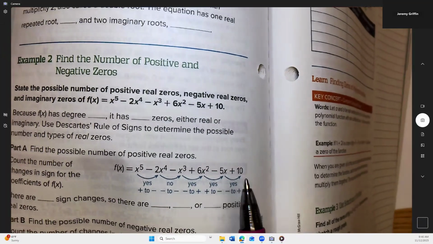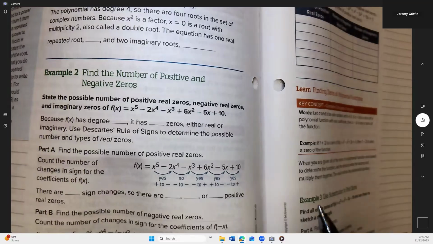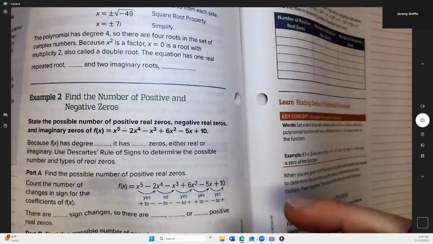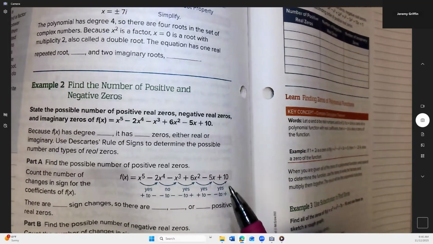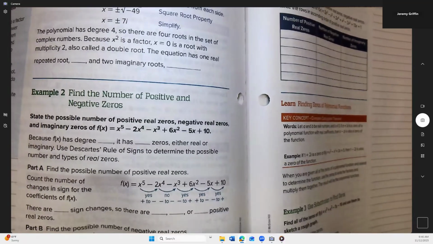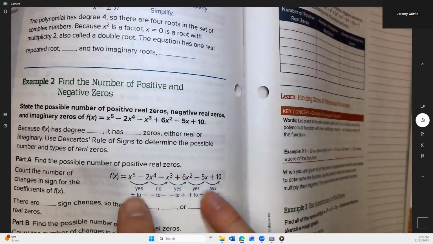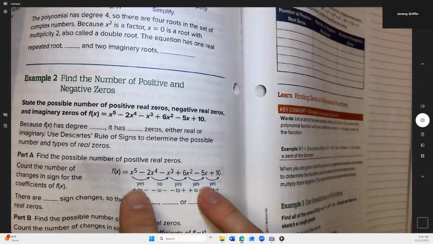What that means is that there can be up to four zeros in the positive x territory, to the right of the y-axis. Now there might be fewer than that, but you count two fewer at a time. So there could be up to four, but there might be two or even possibly zero if it's shifted away.